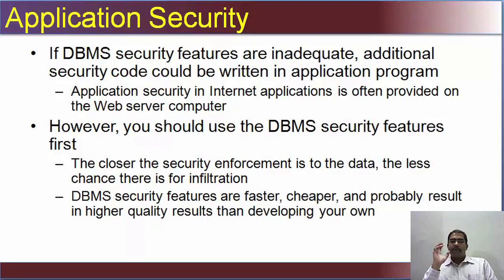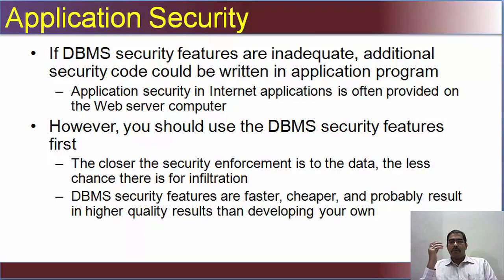If DBMS security features are inadequate, then additional security code could be written in the application program itself. So, application security in the internet application is often provided on the web server computer. You should know what is a web-based application. Web servers, there are different kinds. You can run on Unix, you can run on Windows. IIS is a kind of web server. Apache is a kind of web server. Nginx is a kind of web server.